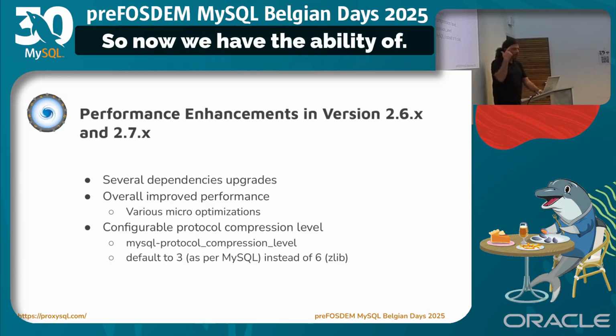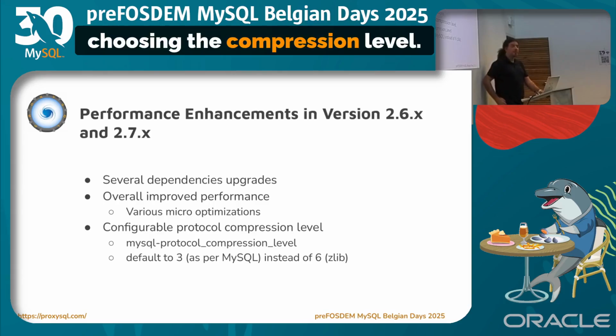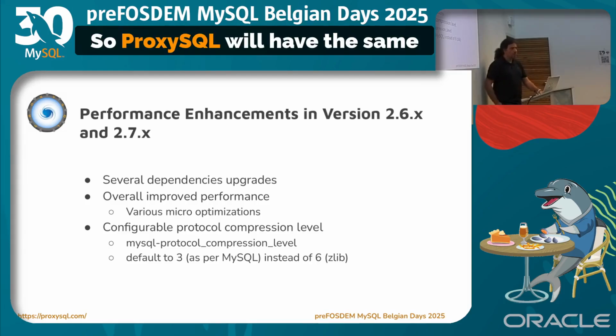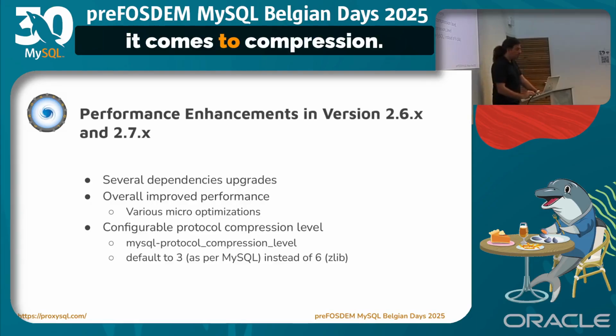So now we have the ability of choosing the compression level. The default now is 3, so ProxySQL will have the same performance as MySQL when it comes to compression.